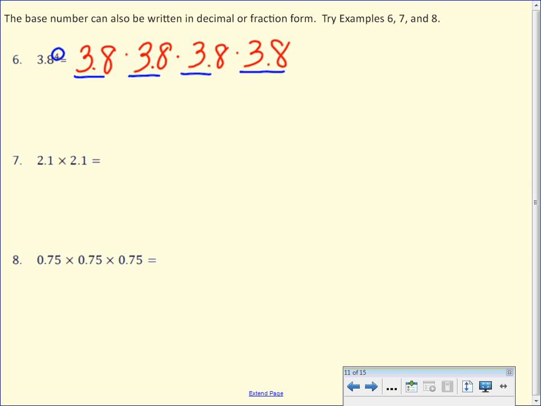What would be an equivalent expression for 2.1 times 2.1? Squared, or to the 2nd power. Everybody repeat after me. 2 and 1/10 to the 2nd power. Or 2 and 1/10 squared.